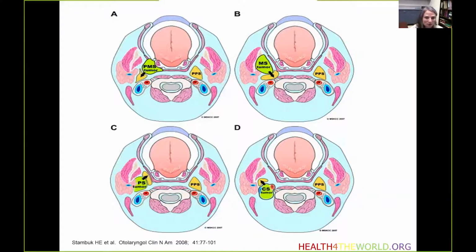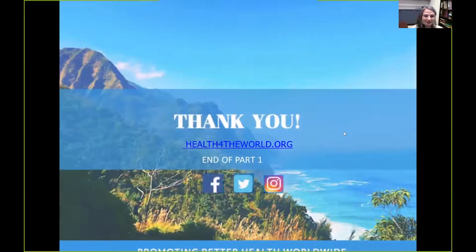Let's look at another example. What if the lesion is coming from the masticator space? In this case, the peripharyngeal space will be displaced medially and posteriorly. What if the lesion came from the parotid space? It will displace the peripharyngeal fat anteriorly, anteromedially. And finally, if the lesion came from the carotid space, the peripharyngeal fat will be displaced laterally and anteriorly. And that is probably the most important part of the peripharyngeal fat in the peripharyngeal space. Thank you very much.